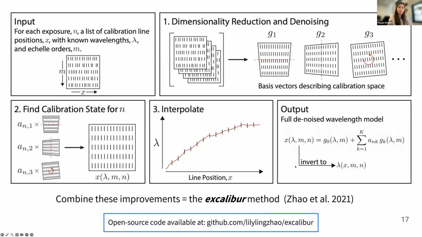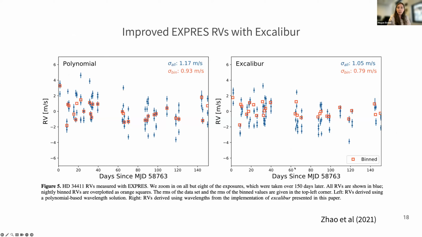So we implemented this for the EXPRES spectrograph, and we found that we were able to improve the radial velocity precision significantly. For this standard star, we were able to go down from 1.2-ish meters per second to close to 1 meter per second. This is actually equivalent to removing 0.5 meters per second in the RV error budget, if you assume that the wavelength solution error is being added in quadrature with other sources of error here. And so this is now in use in the EXPRES pipeline and seems to be doing a good job.